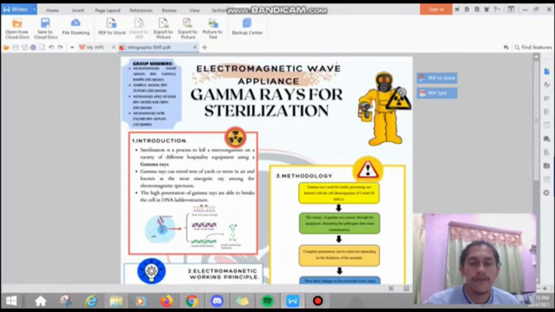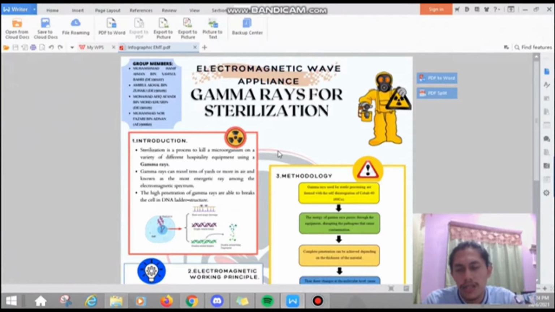Our group has chosen to explain an electromagnetic wave appliance, which is gamma rays for sterilization. In this video, I will explain the introduction part. First of all, the sterilization process is a process to kill microorganisms or bacteria on a variety of different hospital equipment using gamma rays. The main reason for this process is to prevent bacterial infection in a patient while the equipment is used.